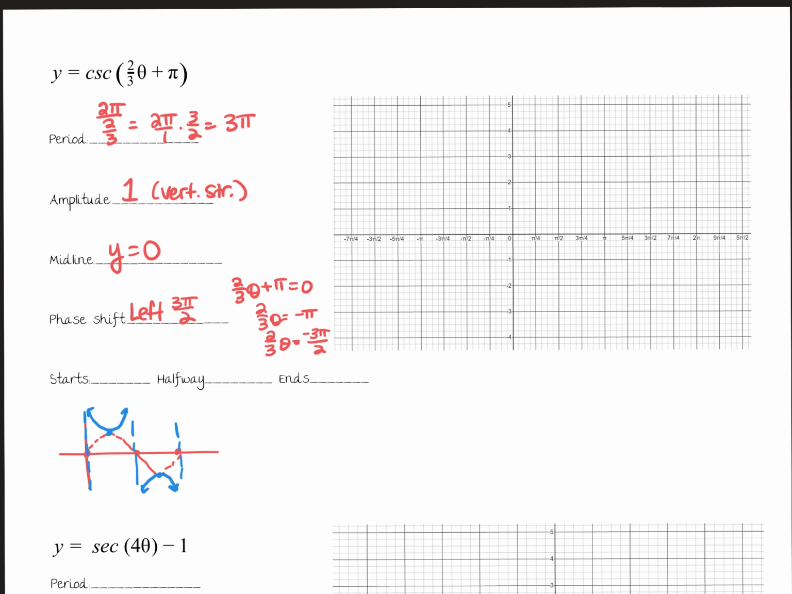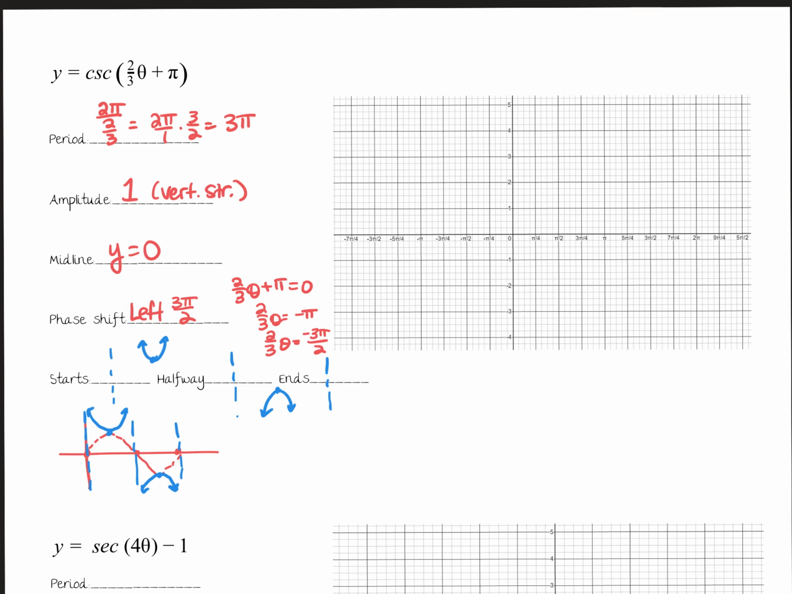So when we're looking at our cosecant curve, we know we're going to start and end with an asymptote. Halfway through, we're going to be in an asymptote. And then in the middle of the asymptotes, we're going to see a parabola that points up and then a parabola that points down. Okay, so that's the general idea for how we would graph a cosecant curve.